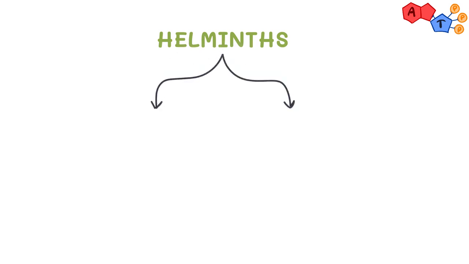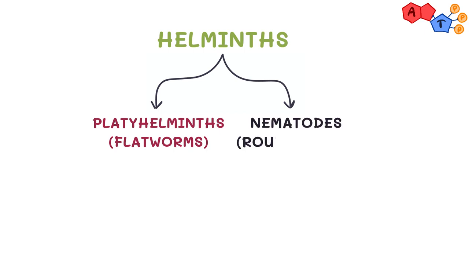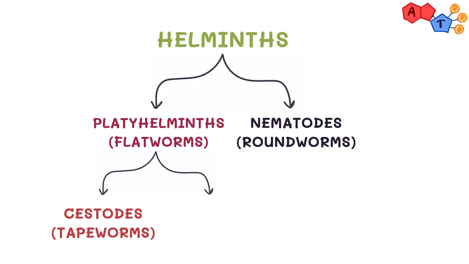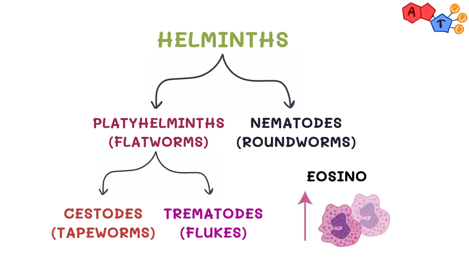Generally speaking, parasites can be divided into two main groups, protozoa and helminths. Helminths are then subdivided into two big groups, platyhelminths, which are flatworms, and nematodes, which are roundworms. The platyhelminths group is further categorized into cestodes, which are tapeworms, and trematodes, which are flukes. Keep in mind that worm infections are often accompanied by eosinophilia.